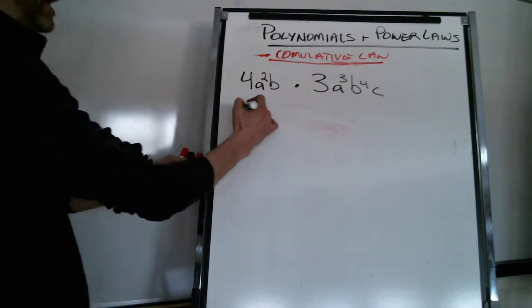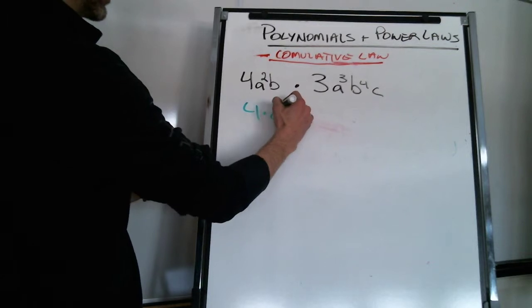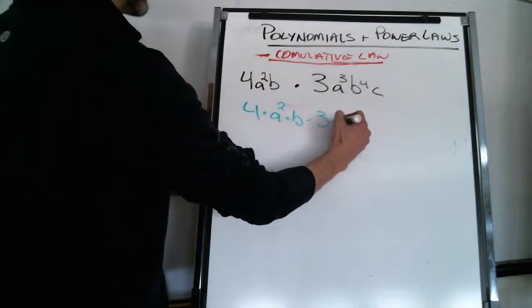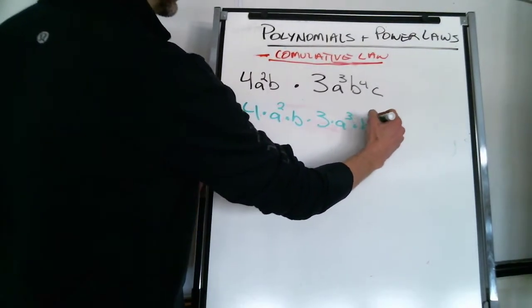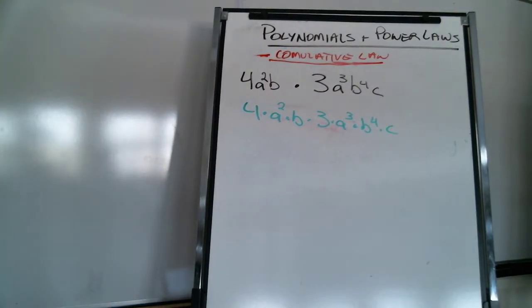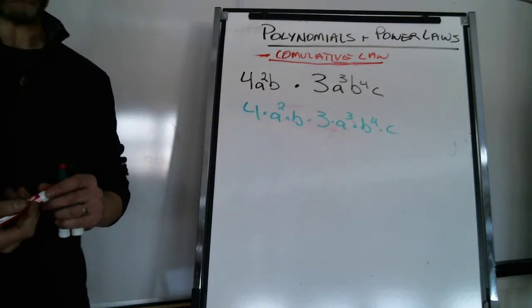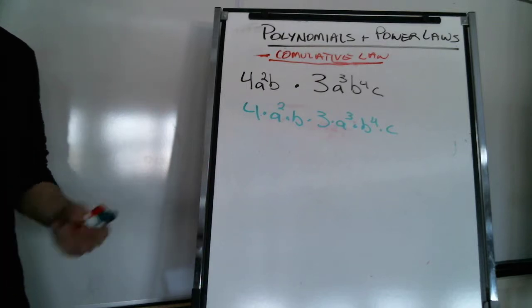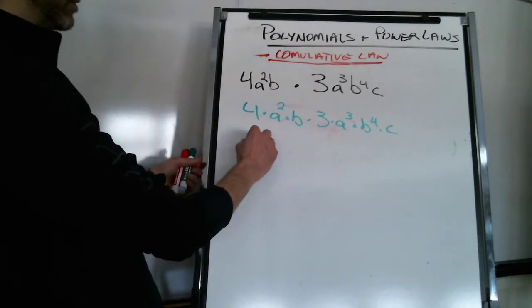Multiplication. Well, so can I actually write this as 4 times A squared times B times 3 times A cubed times B to the 4th times C? Can I do that mathematically? Yeah. Do you see that? Now let's apply the cumulative law. The cumulative law states what? I can rearrange it. Let's put our like terms together.